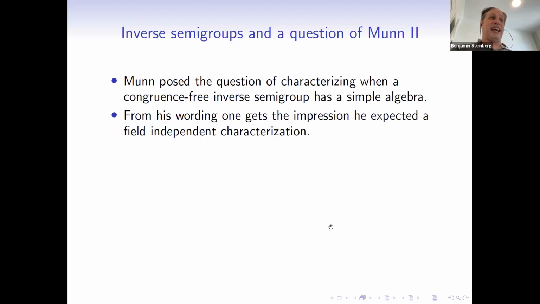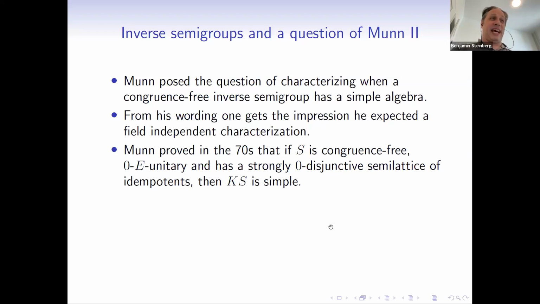And from the way he writes it, I mean, I can't ask Munn anymore. He's not with us anymore, unfortunately. He is one of my real mathematical heroes. But you get the impression he expected a characterization that depended only on the inverse semigroup. You know, if your inverse semigroup was congruence-free and so on, that should be the answer.